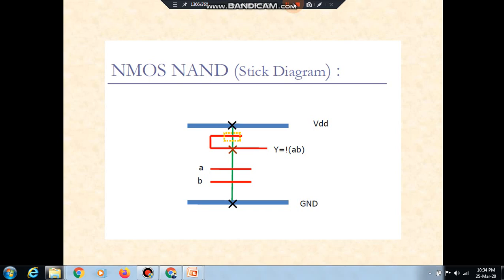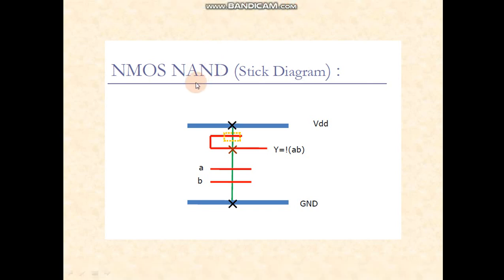Hello everyone. In the last lecture we discussed the NOR gate with the help of NMOS. In today's lecture we will discuss one more example, that is the NAND gate, and we will implement it with the help of NMOS. The expression for the NAND gate is (AB) bar, and we all know that this circuit will give us the complement of the expression, and our expression is A dot B.